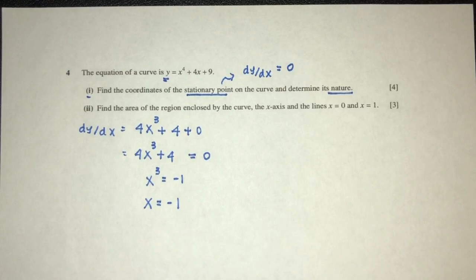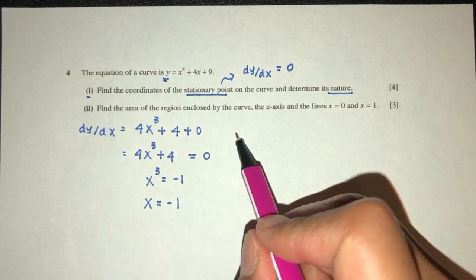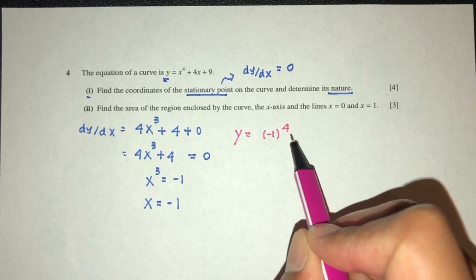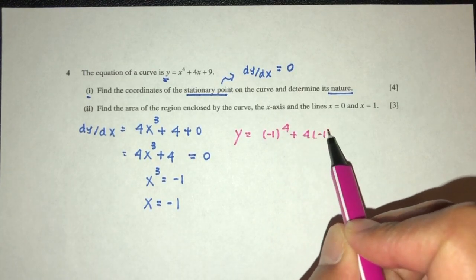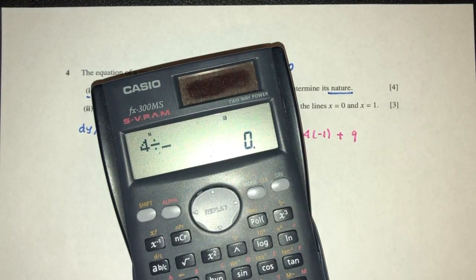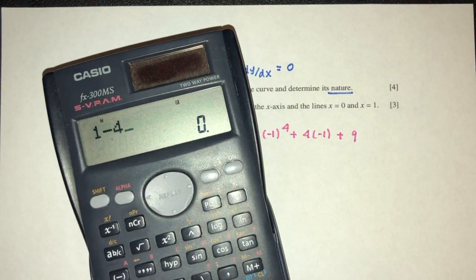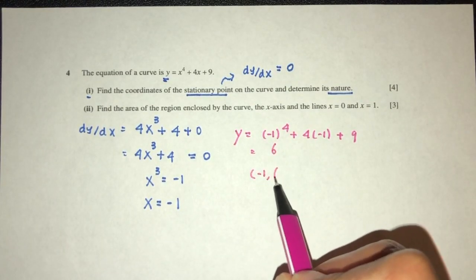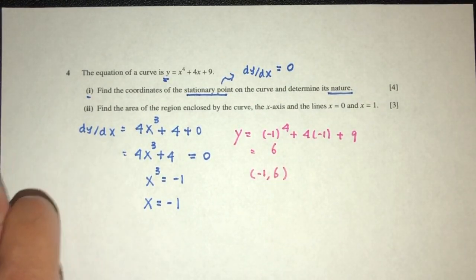Okay, great. Now if x is minus 1, let's find the y value. Replace back in your main equation. That should be minus 1 power 4 plus 4 times minus 1 plus 9. So you will have 1 minus 4 plus 9, that should be 6, and the point will be minus 1, 6. This is your stationary point.